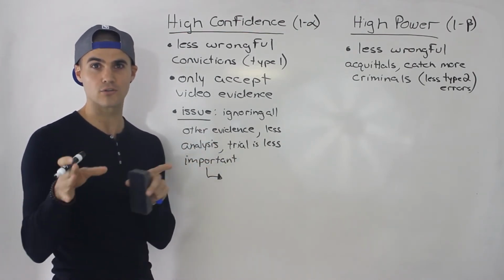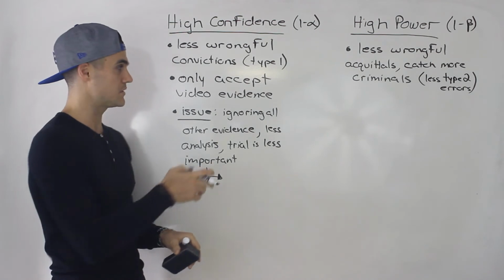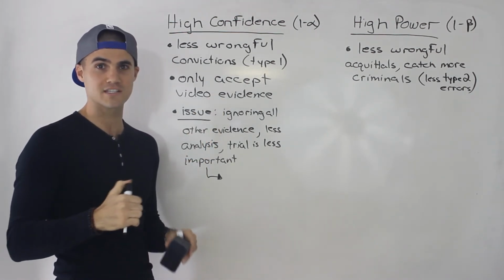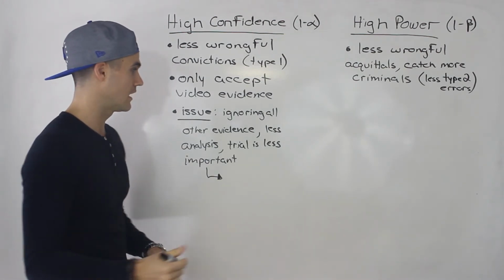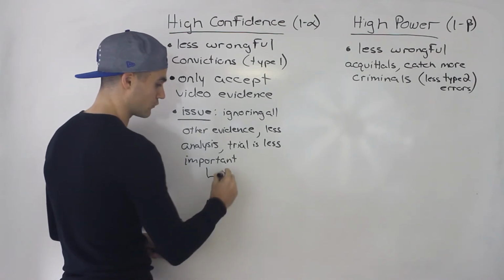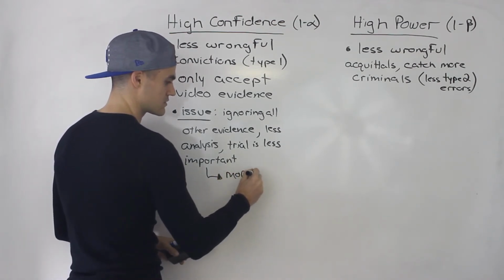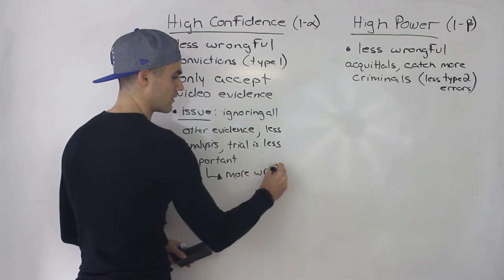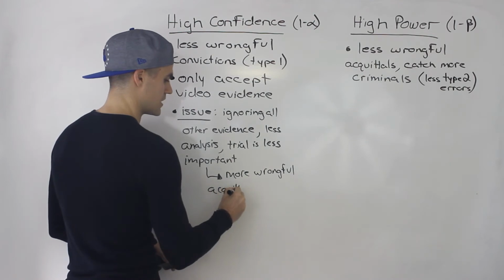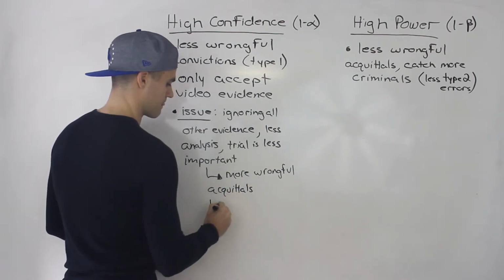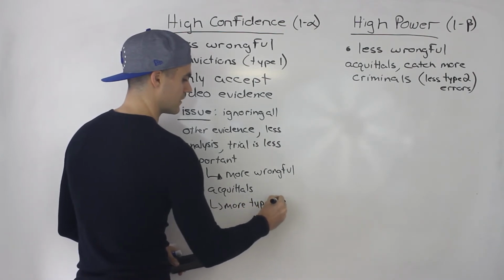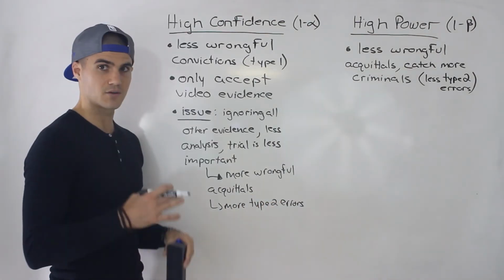You're not looking at all the trials that you really should look at because you're only concerned with seeing such a high quality type of evidence that is not always going to be there. And so the issue is that there's going to be more wrongful acquittals. So that's why there's that trade-off there. So there's going to be more type 2 errors. And so that's how it works.